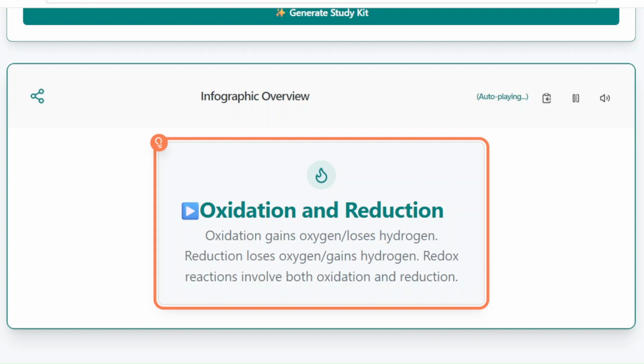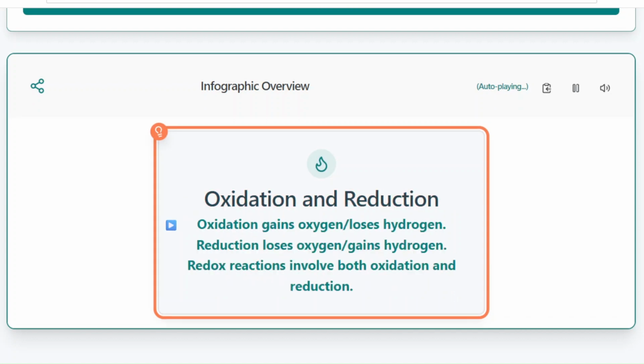Oxidation and reduction. Oxidation gains oxygen, loses hydrogen. Reduction loses oxygen, gains hydrogen. Redox reactions involve both oxidation and reduction.